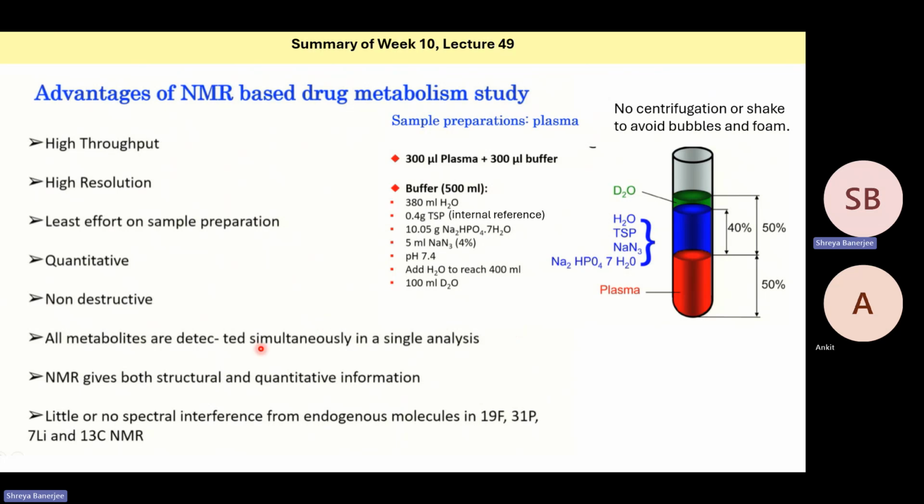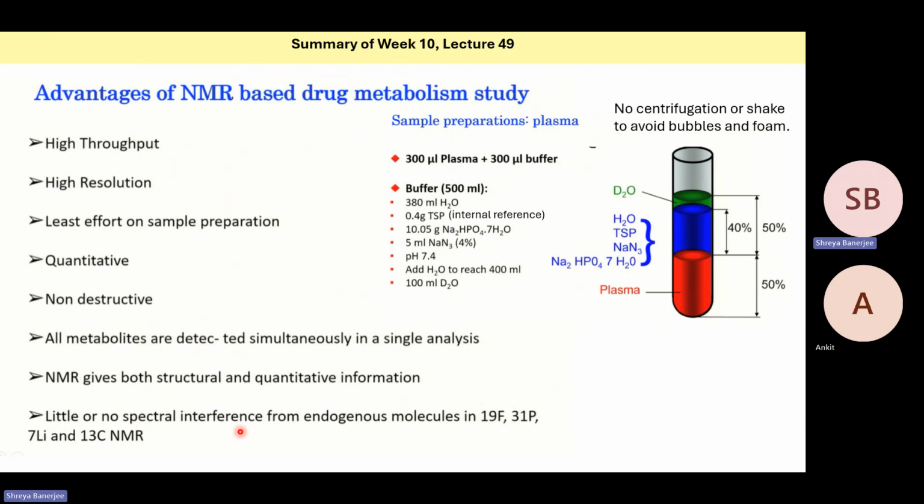Suppose a drug is breaking up into 5 different metabolites. If you just take the plasma after the drug metabolism cycle and you take the NMR of the plasma, you will be able to see all 5 metabolites at the same time. And NMR gives you structural information also.